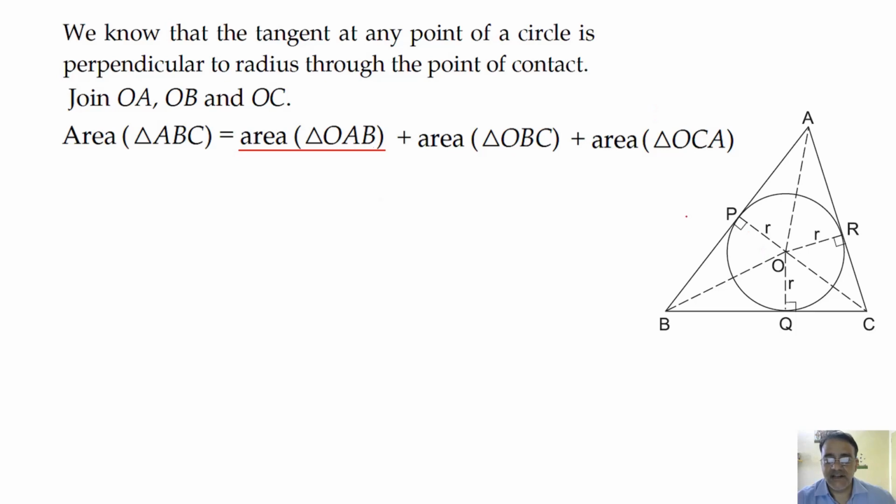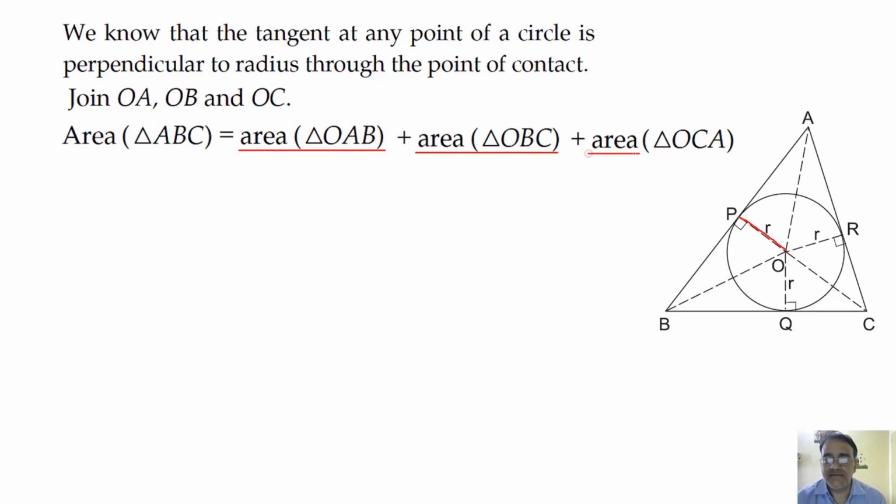What is the area of triangle OAB? Half into base into height. Base is AB and height is OP. And what about the area of triangle OBC? Half into base, that is BC, and height is OQ.